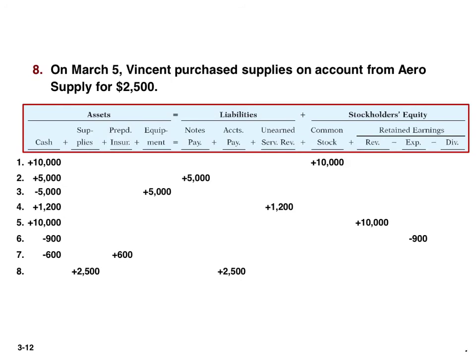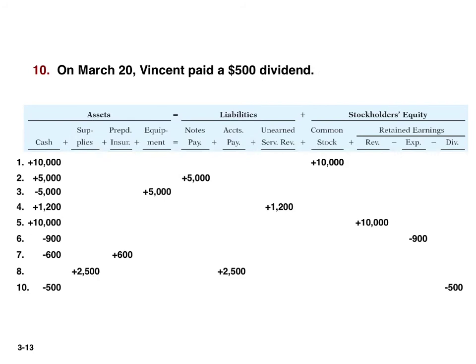Now we purchase supplies, which is an asset, on account, which is a liability. So therefore we look and we say, okay, the two accounts, supplies was zero, it's now gone up by 2,500. And accounts payable now has also gone up by 2,500. So we have an increase on one side of the equal sign and an equal increase on the other side. Now this is a situation where we're going to pay a dividend to our shareholders, a $500 dividend. Again, cash and dividend. So cash goes down by 500 and dividend actually goes up, but because it's a reduction of retained earnings, we're going to put it as a negative.